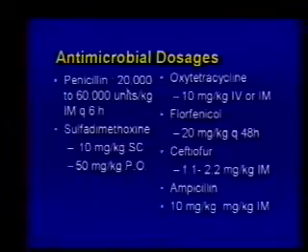Penicillin, the dose is 20,000 to 60,000 units per kilogram IM every 6 hours. Sulfadimethoxine is the only sulfa that we can use in food animals, 10 milligrams per kilogram sub-Q. Orally, we can go 50 milligrams per kilogram initially, and then 25 milligrams per kilogram. Oxytetracycline, 10 milligrams per kilogram IV.